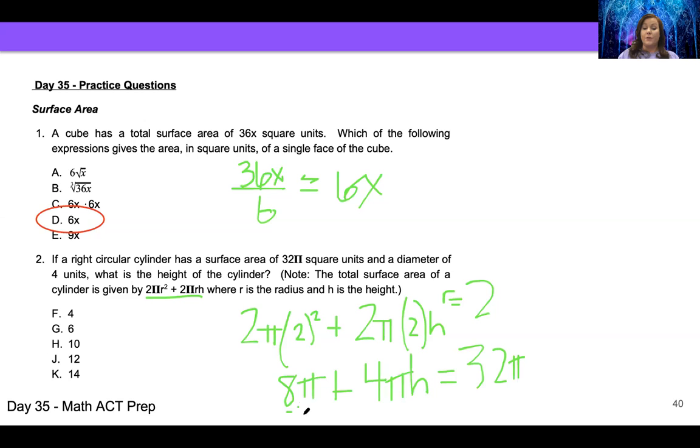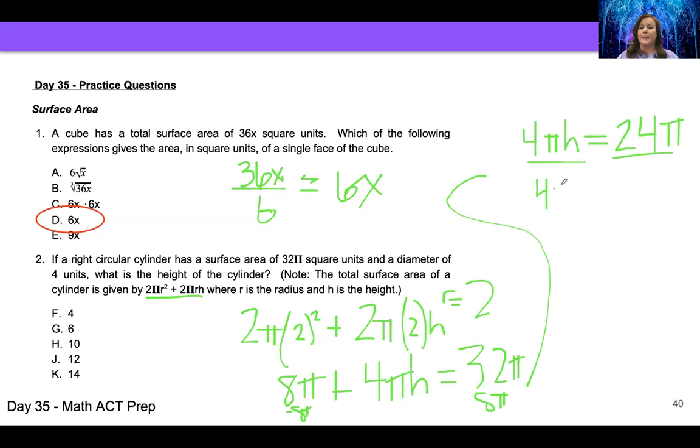And the first thing we do is we subtract 8 pi from both sides. I'm going to move up here. And we get 4 times pi times h equal to 32 minus 8 pi is going to give us what? 24. And then we divide both sides by 4 pi. And we get an answer of 6. Yes. Again, another reason why you do not need a calculator and multiply by pi. Leave it as pi.